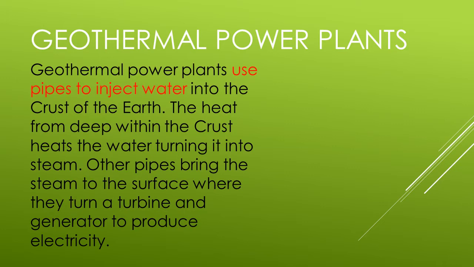How do geothermal power plants work? Well, geothermal power plants use pipes to inject, or put, water into the crust of the Earth. Now, the heat from deep within the crust heats the water, turning it into steam. Other pipes bring that steam to the surface where, like other forms of energy, it turns a turbine and a generator to produce electricity.